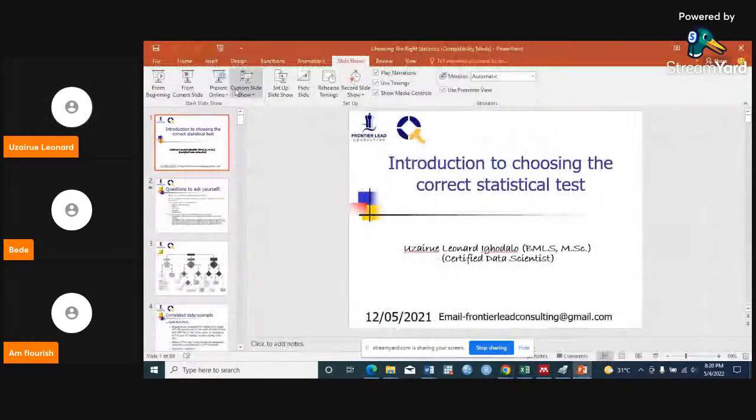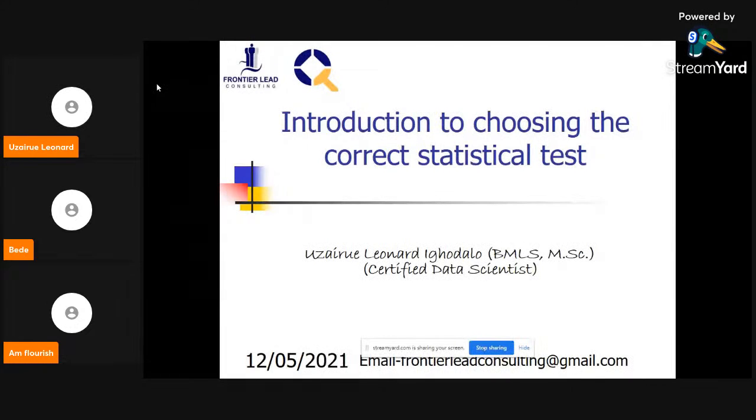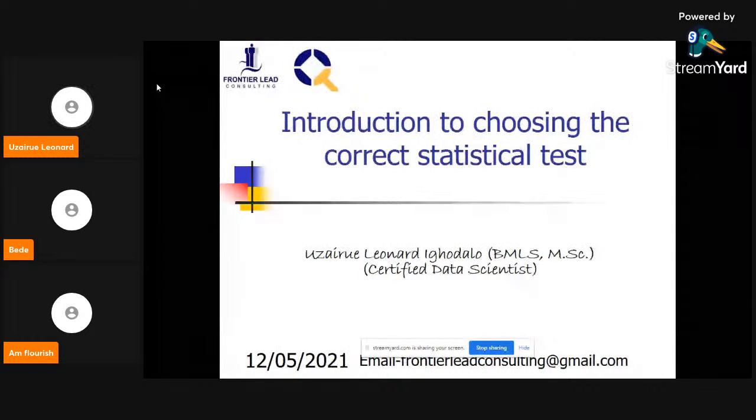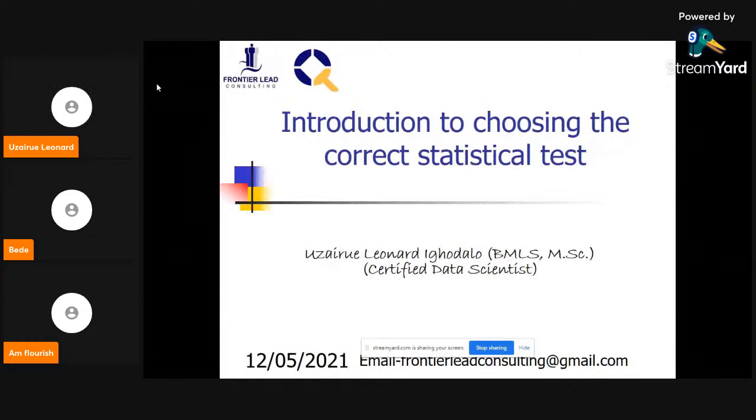So, like I said yesterday, we have different types of variables. We have continuous variable, and we have quantitative. Basically we have qualitative and quantitative. Qualitative has nominal and ordinal, while under quantitative, we have continuous and interval. So today we are going to look at an introduction to choosing the right statistic.